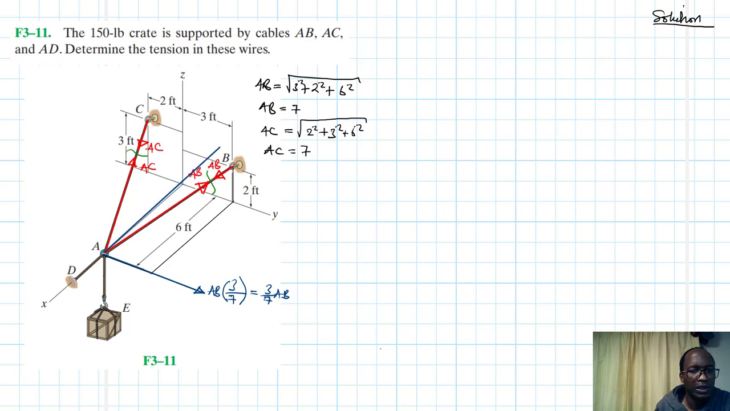And the same goes for the other ones. This component will be in this direction. Like I said, you have to know the direction. Let's say this one is AB. The length in this direction is 6 divided by 7, which is just equal to 6 over 7 AB. And then we have the vertical component.